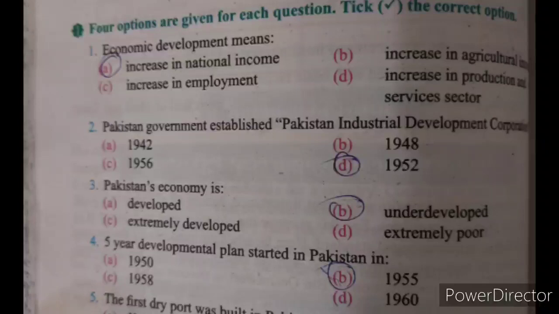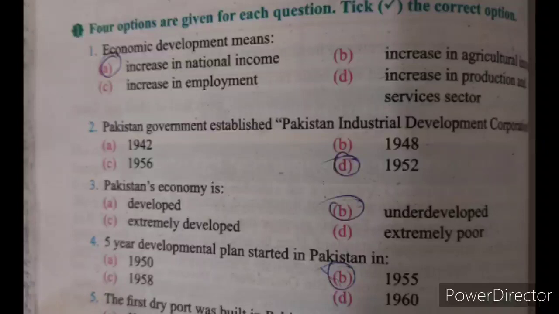And increase in national income means, what is national income? National income is defined as the money value of all the final goods and services produced in an economy during an accounting period of time, generally once in a year.